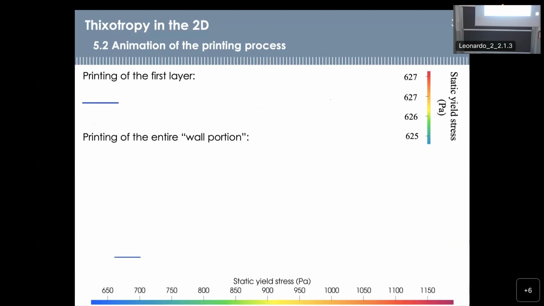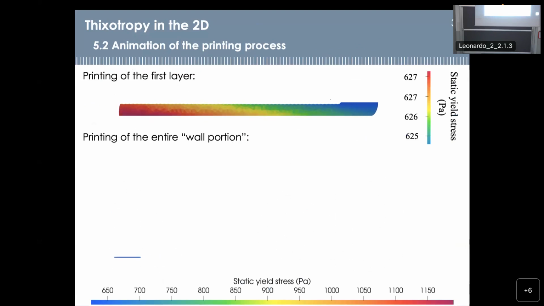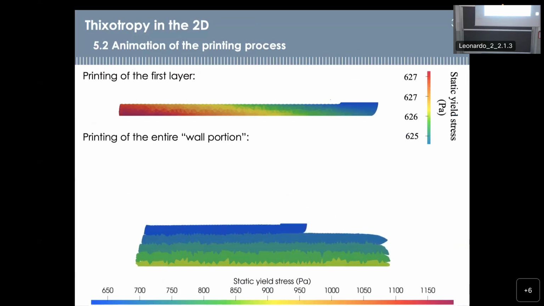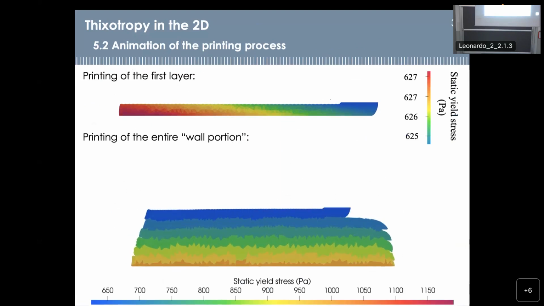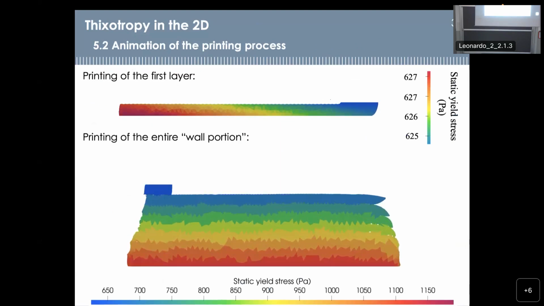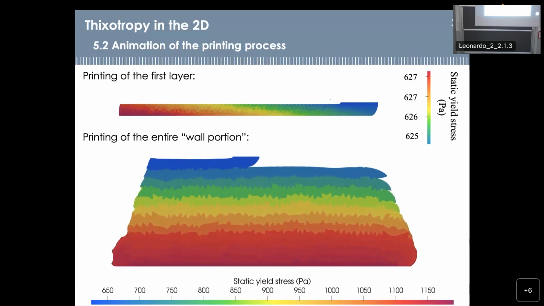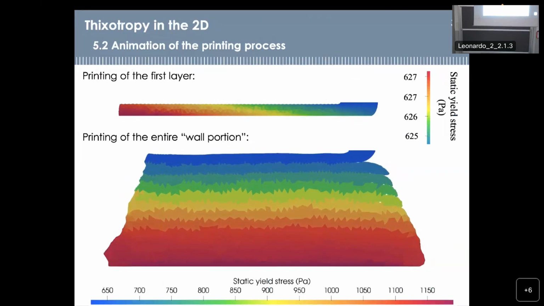So first of all, let's see what happens when we print just one layer. We can see that the yield stress is increasing along the entire layer. Then when we look at the entire object, the printing process looks like this. You can see that every time we print a layer, we also update the time, increase the time, so the yield stress as a consequence will be increasing. And we have a material which has different mechanical properties on each layer.